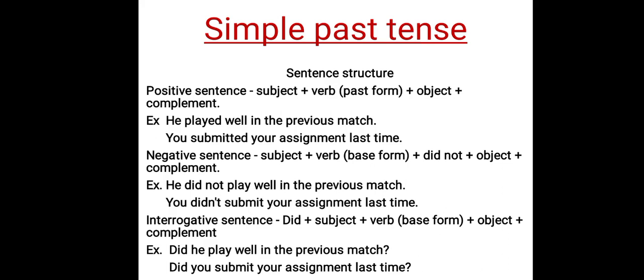You know what you have to learn: the past form, the present form, the present participle form, and the past participle form of the verb. You have to learn these forms of all the verbs to use them correctly in different tenses. So we start with subject, then we use the verb in past form, and then object and complement.